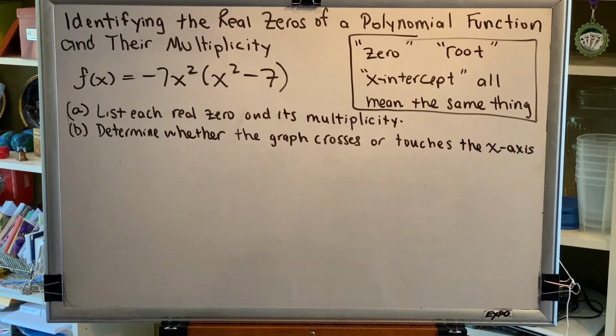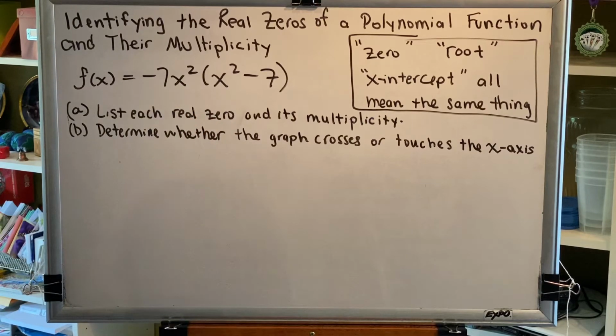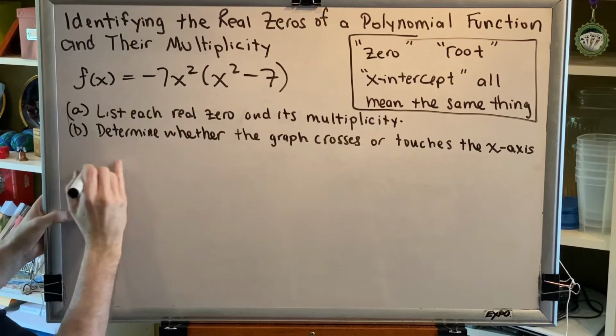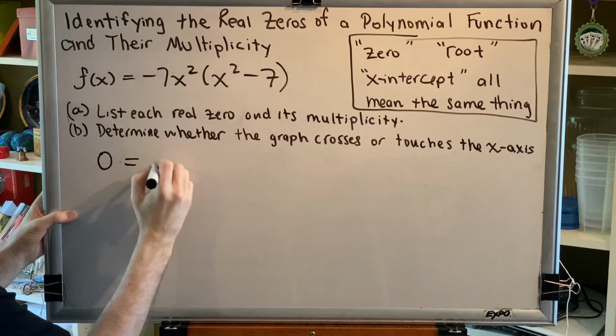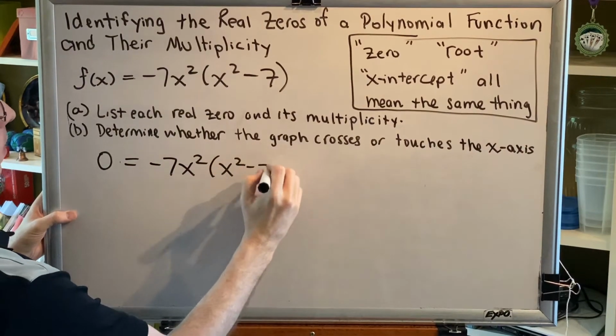So we know that a real zero or a real root or a real x-intercept is a value of x that goes with a y value of 0. So we're going to replace the y with 0 in this equation, and of course the part of the equation that represents y is this f(x), so that's where the 0 goes. 0 equals negative 7x squared times the x squared minus 7.